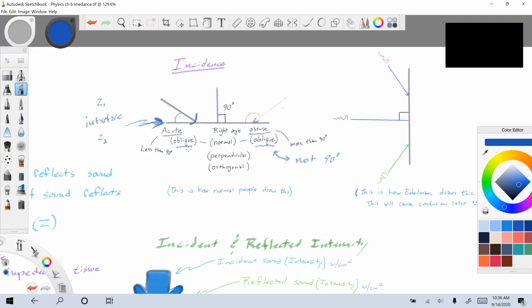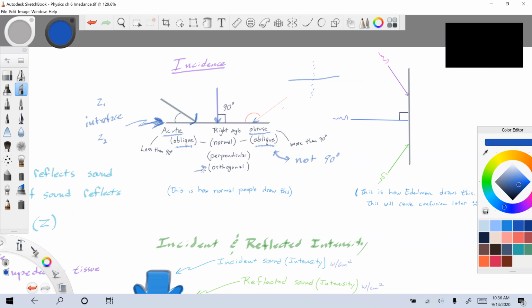And then our third possibility is that the sound comes straight down at the tissue interface. That is called a 90-degree angle, a right angle. It's also called normal, the normal. Sometimes the normal is just like a dotted line against an interface, and the dotted line represents the normal, or the 90 degrees. Perpendicular, as opposed to parallel, perpendicular is 90 degrees, and orthogonal.